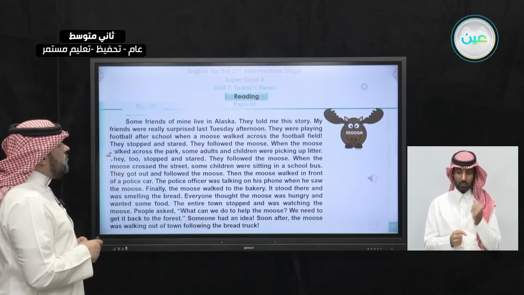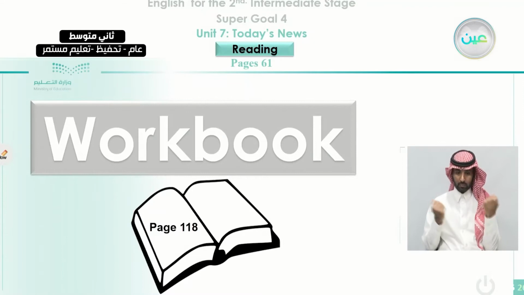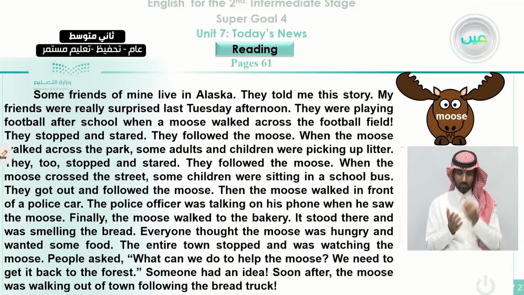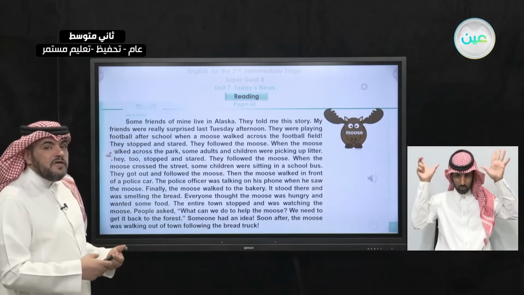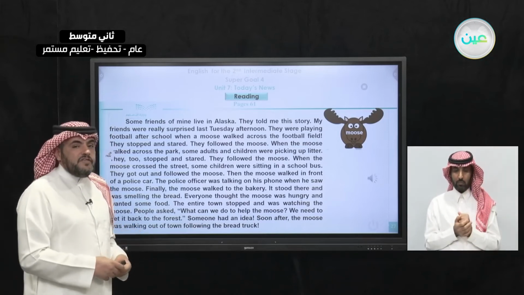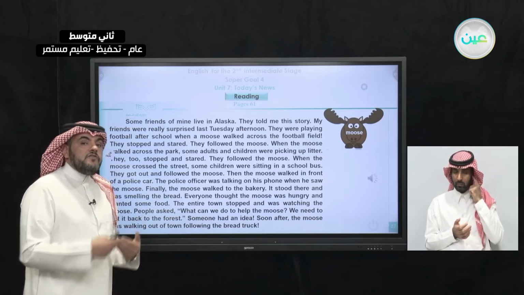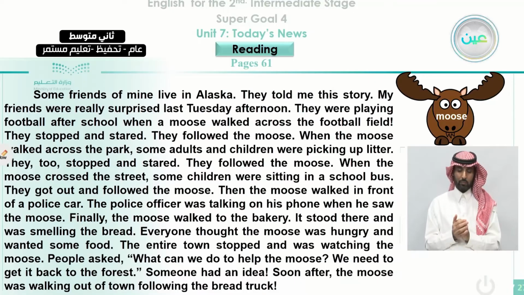Also, we'll go to the workbook, and we have an exercise there on page 118. We need to read another passage and answer comprehension questions to check our understanding about a moose. You can see the moose here. We will learn what this moose did, and we will answer some questions after reading. So listen and read carefully to be able to answer the following questions. Let's read and listen, please.